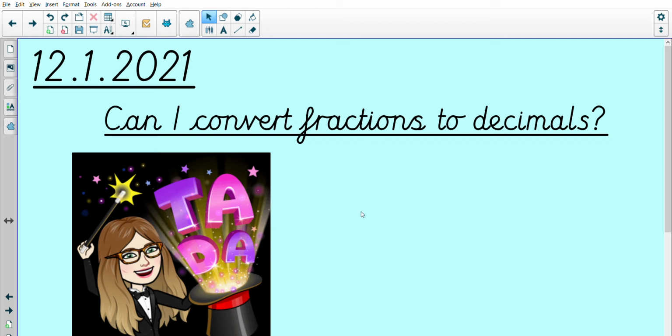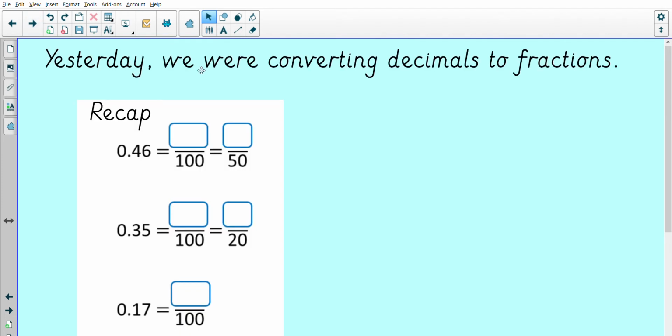Today's learning we are doing is, can I convert fractions to decimals? Not what we were doing yesterday. We're actually doing the opposite. Yesterday was converting decimals to fractions. It's not a magic trick to convert them. We just need to think carefully about the place value. So quickly, before we move on to converting fractions to decimals, let's just recap converting decimals to fractions.